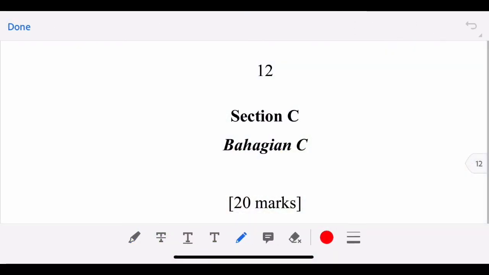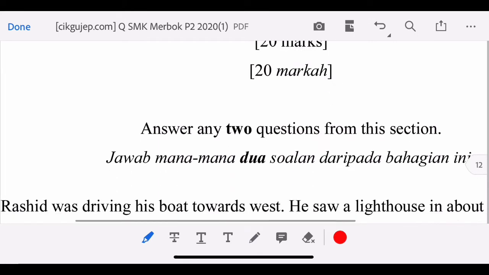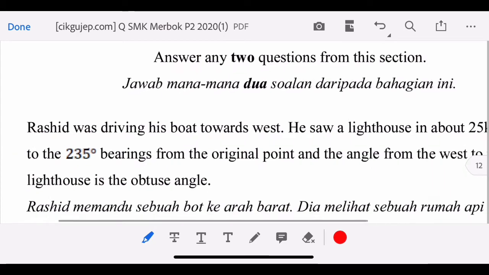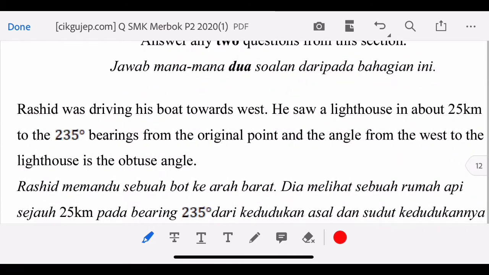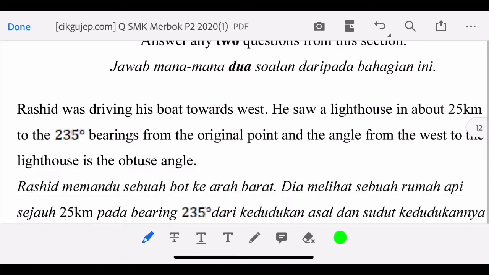Hello guys, today I'm going to discuss section C for TRIAL exam Kedah paper 2. Alright, so let's have a look at how challenging the question is. This question involves your math skills, which is bearing. So let's read through the question before we start. You must really understand the problem before you solve the question.